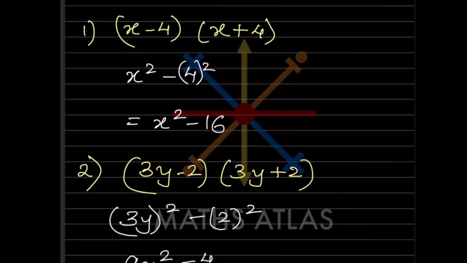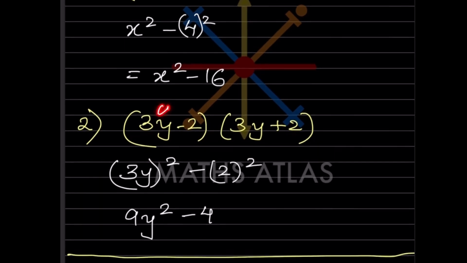Here the coefficient was 1. Here we can see the coefficient is 3. So let us see the same formula, a minus b and a plus b, that will be a square minus b square. So this is a and this is b square. Now see here, you have to be very careful. You have to multiply this into this one. So 3 square will be 9 and this will be y square and this will be minus 4. So this is the answer.